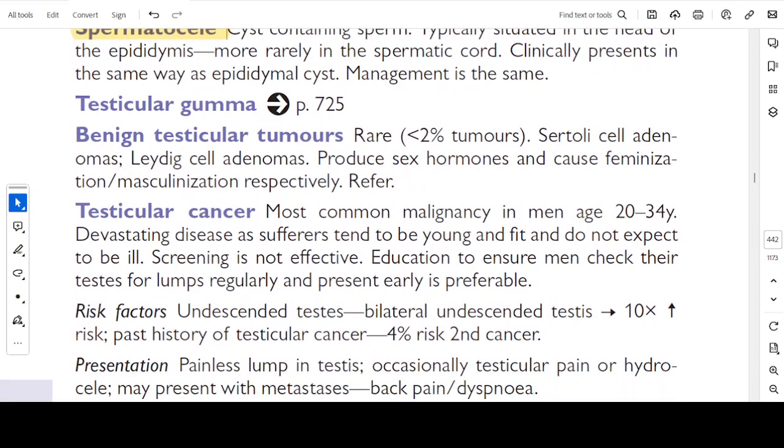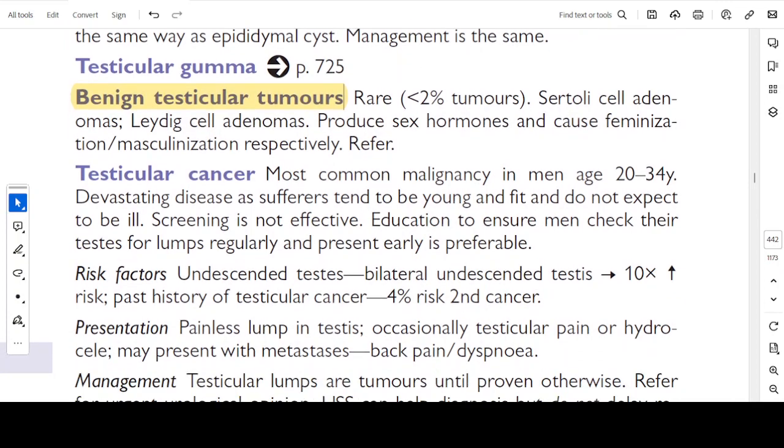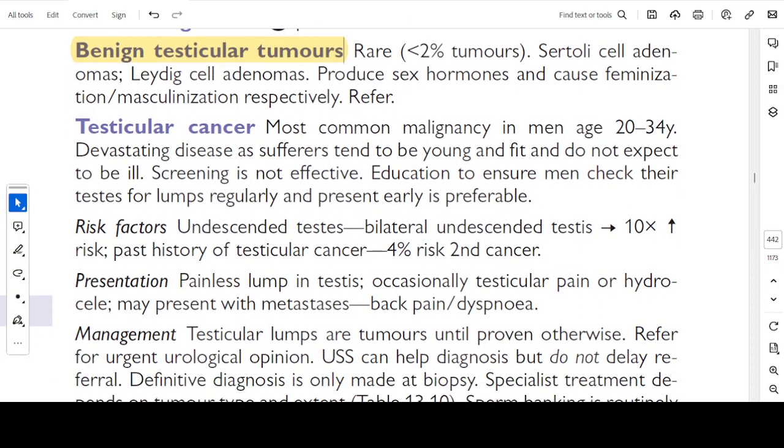Benign testicular tumors are rare, less than 2% of tumors. Sertoli cell adenomas and Leydig cell adenomas produce sex hormones and cause feminization and masculinization respectively. So, Sertoli cell adenomas cause feminization and Leydig cell adenomas cause masculinization. Refer, as this could be testicular cancer.